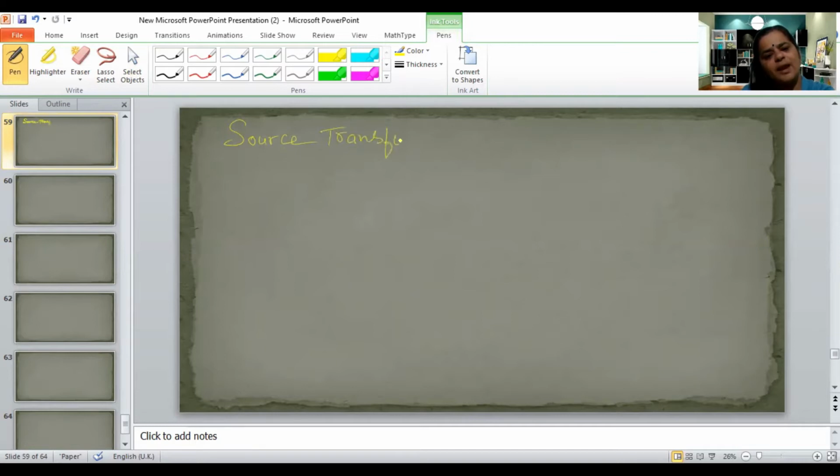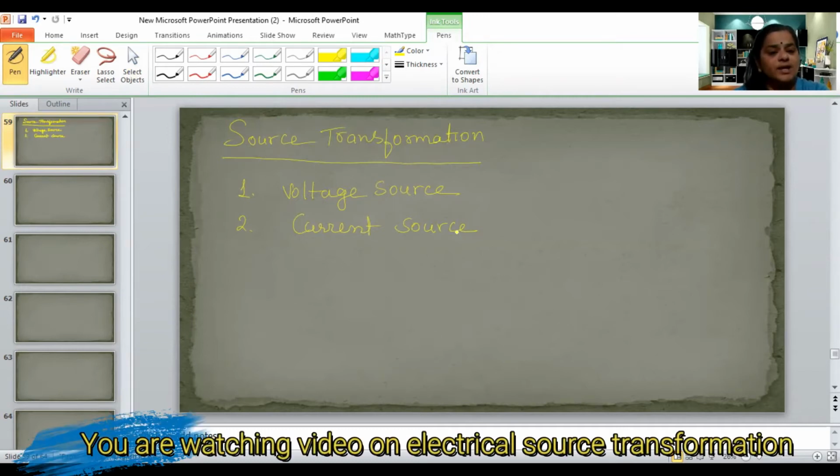So let us discuss source transformation. As the name indicates, with the help of this, we can transform a source from one type to another. You know, there are two kinds of sources: one is a voltage source and another is a current source. Now, this voltage source can be a DC source and it can be an AC source. Similarly, a current source can also be a DC source or an AC source.